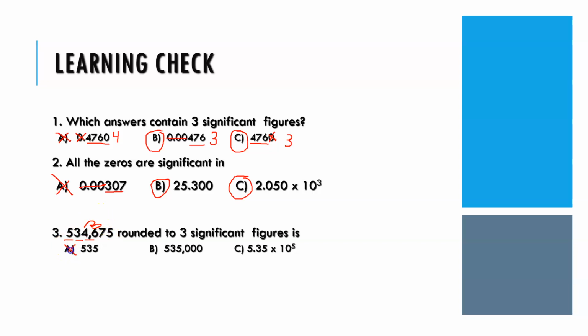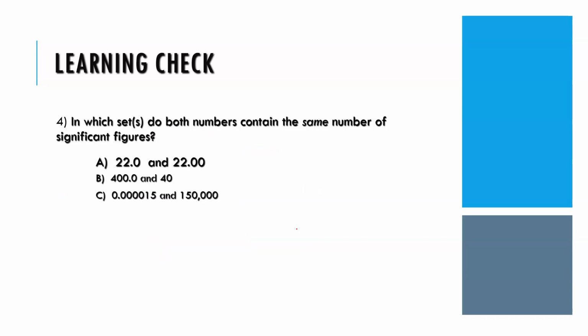So A is wrong because it got rid of all of those numbers at the end. B is our correct answer because it kept the number with those zeros. Now, C is also correct, and we are going to get to why in just a second. So now that I've got your curiosity piqued, we'll get to that in just a minute. Let's do another learning check question, though.